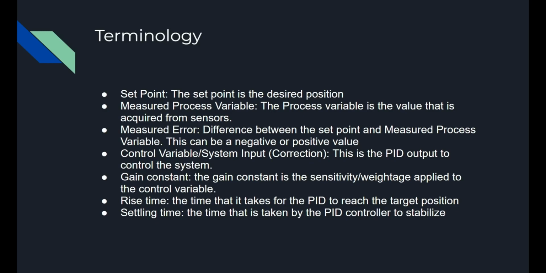Control variable, or system input, is the correction applied to move the robot from the current position to the target position. This is trying to reduce the error to 0. Gain constant. The gain constant is the sensitivity of the selected controller. Rise time. The time that it takes for the PID to reach the target position. Settling time. The time that is taken by the PID controller to stabilize.